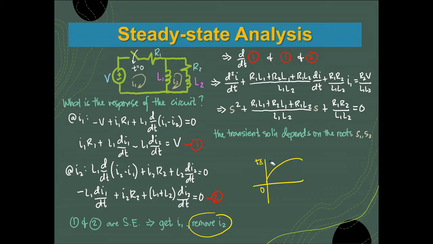Okay, so that's the behavior of your inductor or the current. That's a transient, temporary. It depends on the roots S1 and S2. The time constant for the RL circuit is L over R. Then there are also the initial conditions, whether the inductors are charged or uncharged.